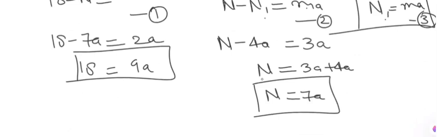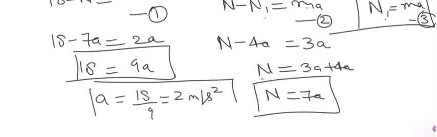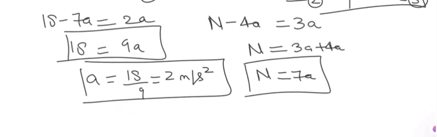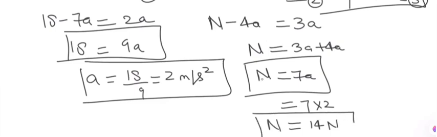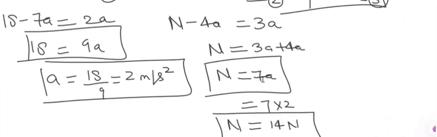Sure, ma'am. I got the value of A: 18 over 9 equals 2 meter per second square. Acceleration I got, I will apply it over here. So I got 7 into 2, that means 14 Newton is my first normal force. Got it? Akshita, any doubts? No, ma'am. I can understand now.